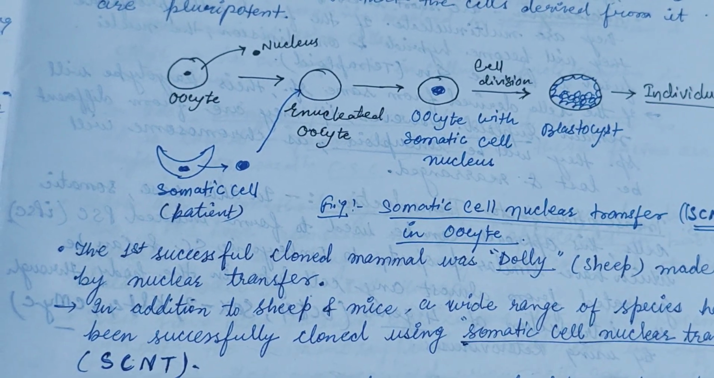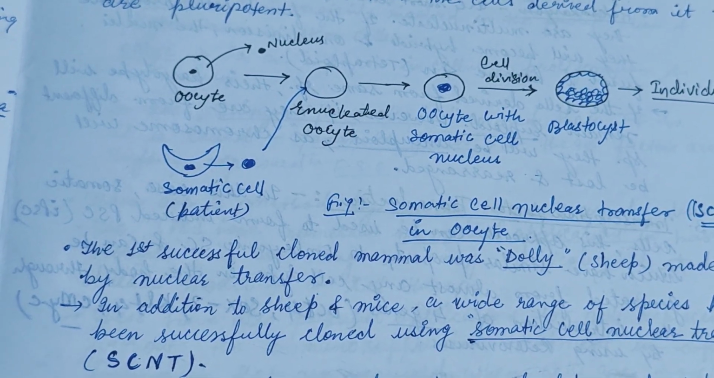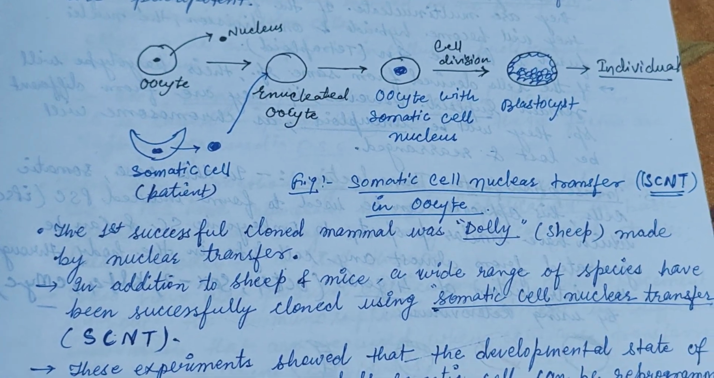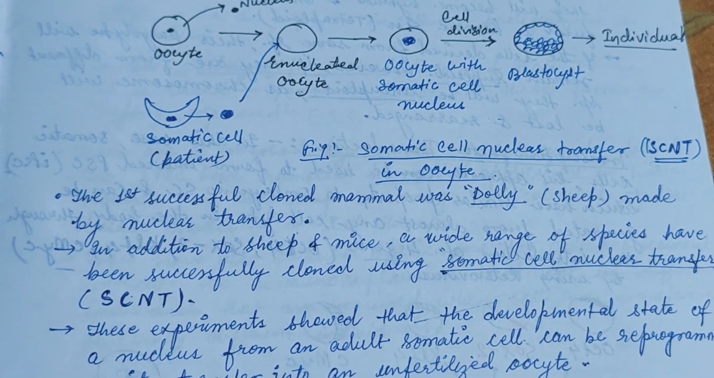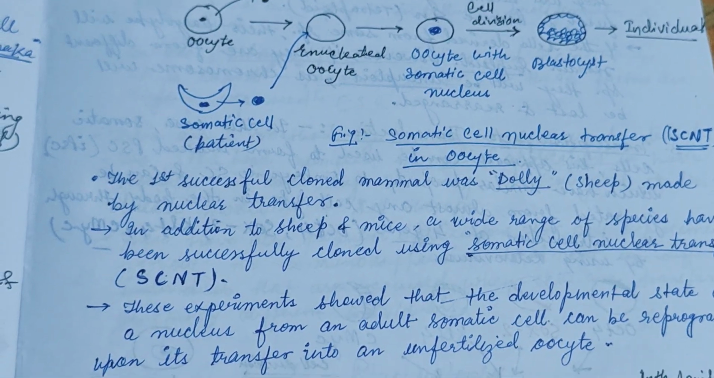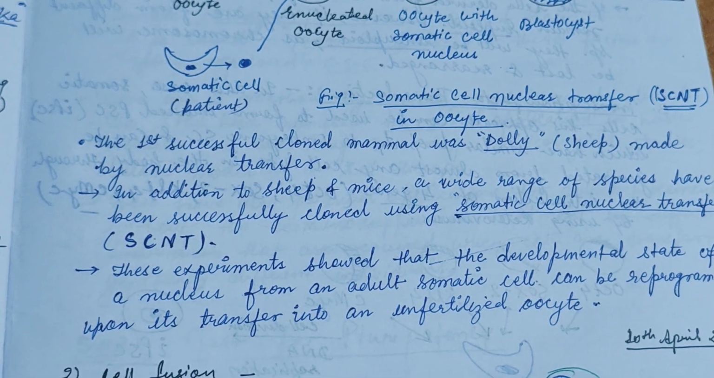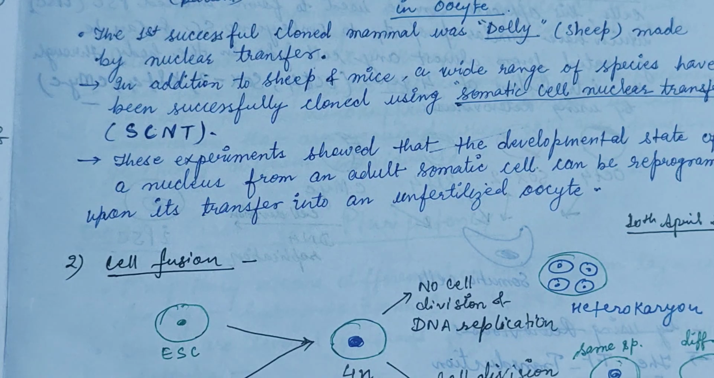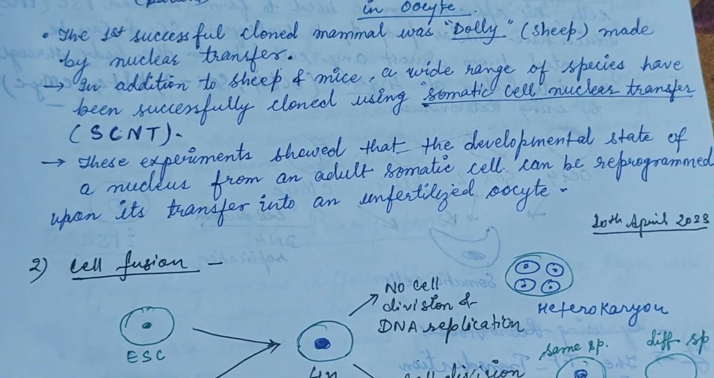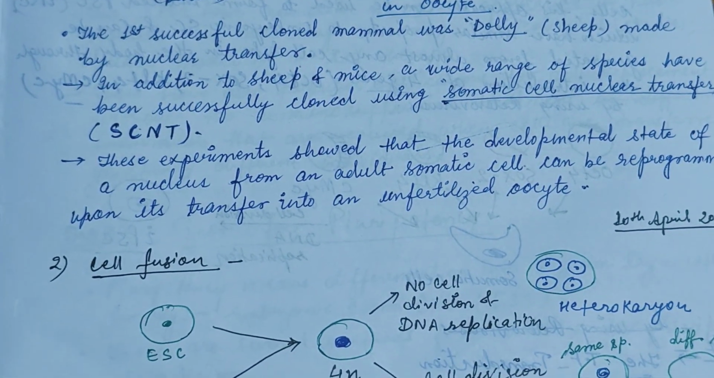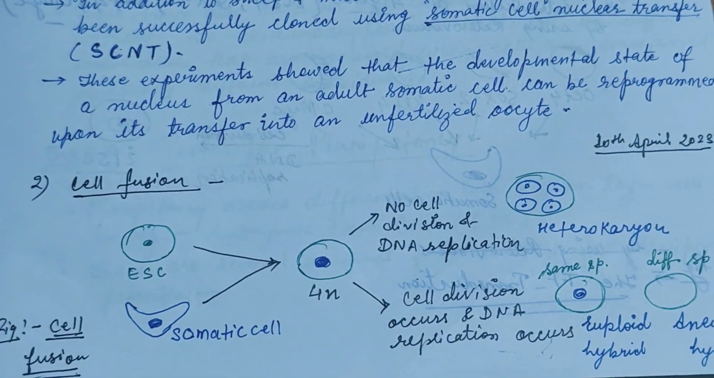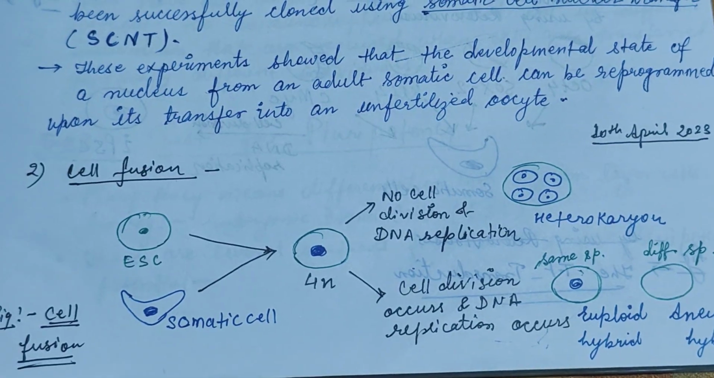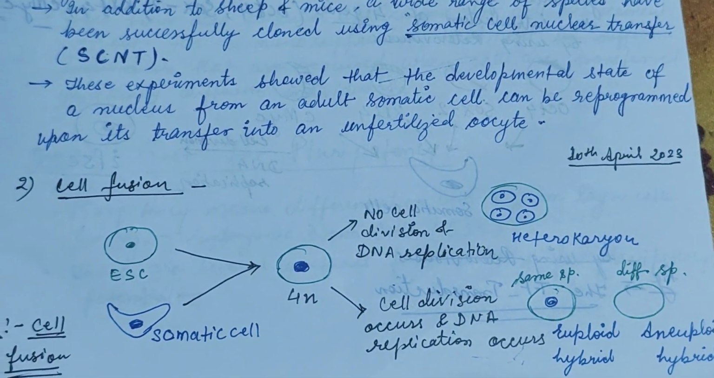Then it is called an enucleated oocyte. The nucleus of the somatic cell, which comes from the patient, is removed and fused with the oocyte, and then the blastocyst is formed and placed in the individual. So somatic cell nuclear transfer is done. The first successful cloned mammal was Dolly the sheep, made by nuclear transfer. This experiment showed that the developmental stage of a nucleus from adult somatic cells can be reprogrammed upon its transfer into an unfertilized oocyte.